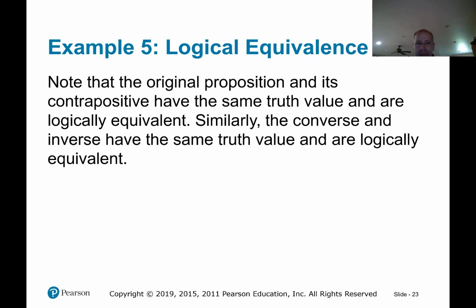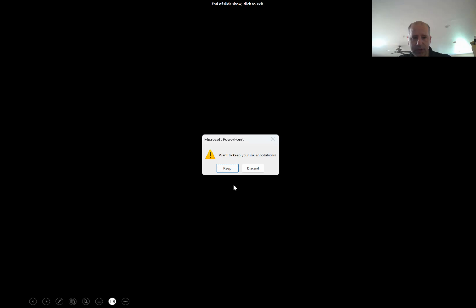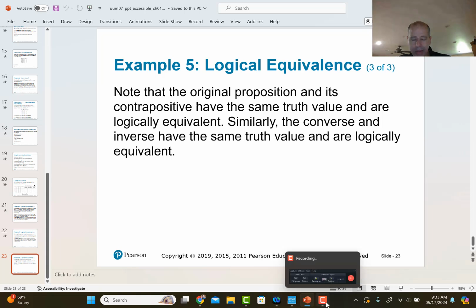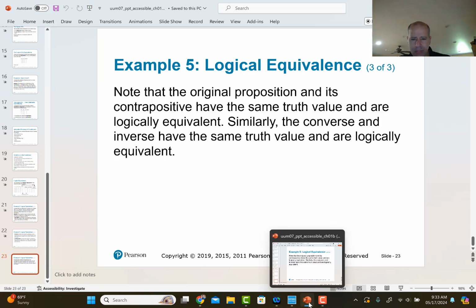And again, note that the original proposition and its contrapositive have the same truth values and are logically equivalent, and also similarly with the converse and inverse, as we just saw in the previous slides. All right, there we go. So that finishes up logical propositions, and truth values and truth tables.